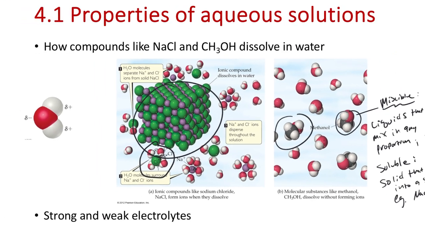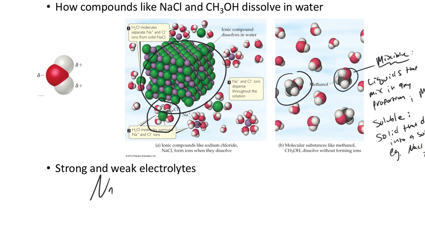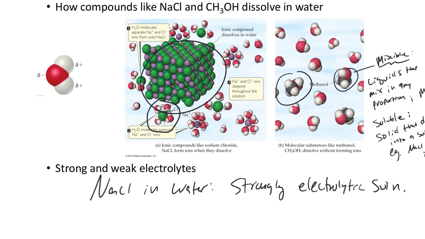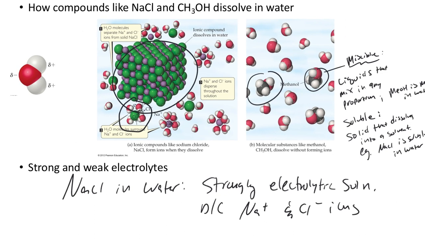So NaCl in water, that we get a strongly electrolytic solution. And it's because of the presence of those ions, of sodium plus and chloride minus, that have dissociated off of that block of sodium chloride.